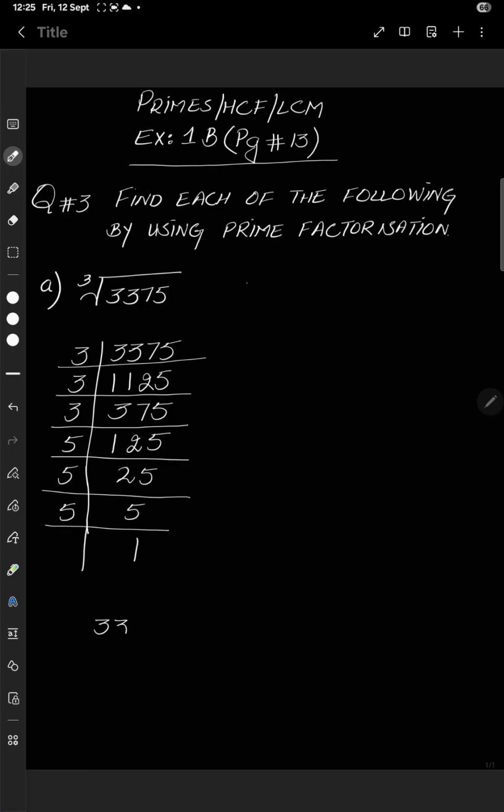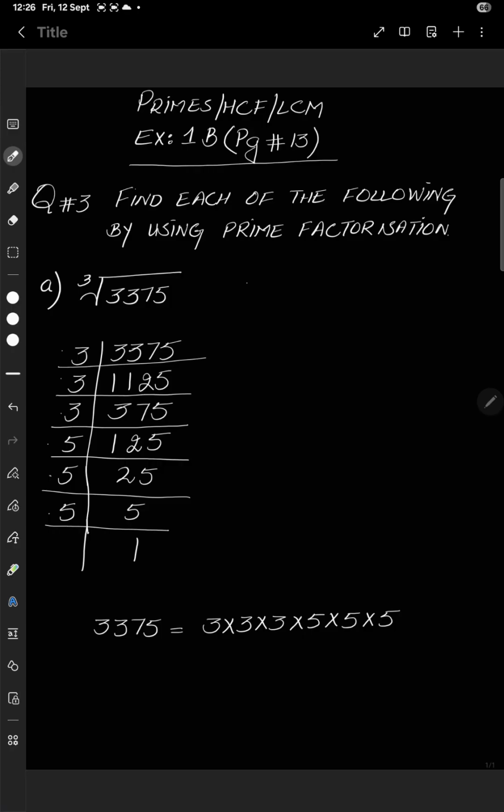So 3375 will be equal to how many 3's? 1, 2 and 3. Okay, three 3's. And how many 5's? 1, 2 and 3. So I will write 5 three times as well.